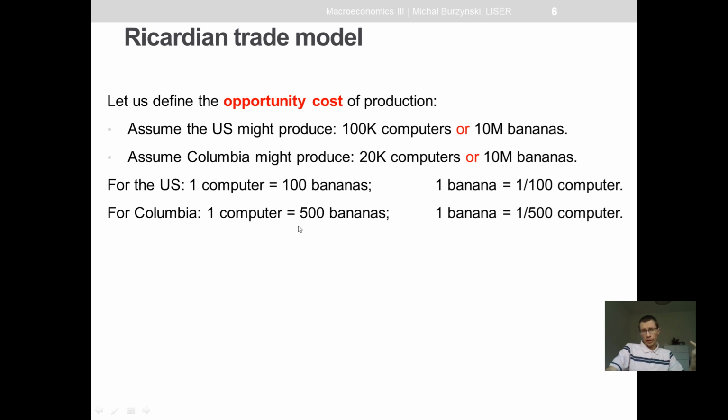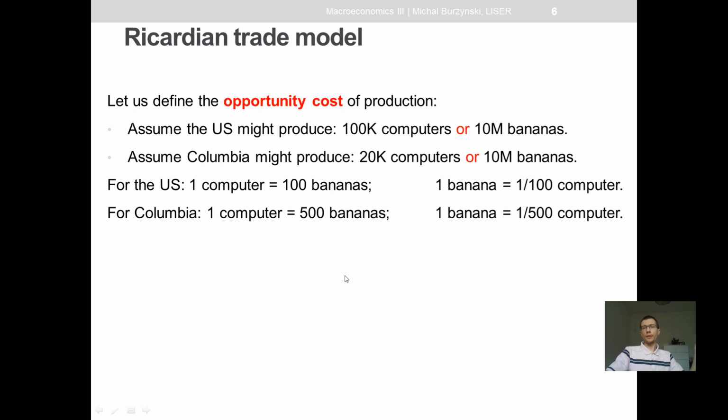Because to produce one computer in Colombia, it costs more in terms of bananas. So the opportunity cost of producing one computer in Colombia is way higher, 5 times higher in Colombia than in the US. And vice versa, we can express the cost of producing one banana in the US in units of computers, and one unit of banana in terms of computers in Colombia. And this is, of course, the reciprocal of what we had before.